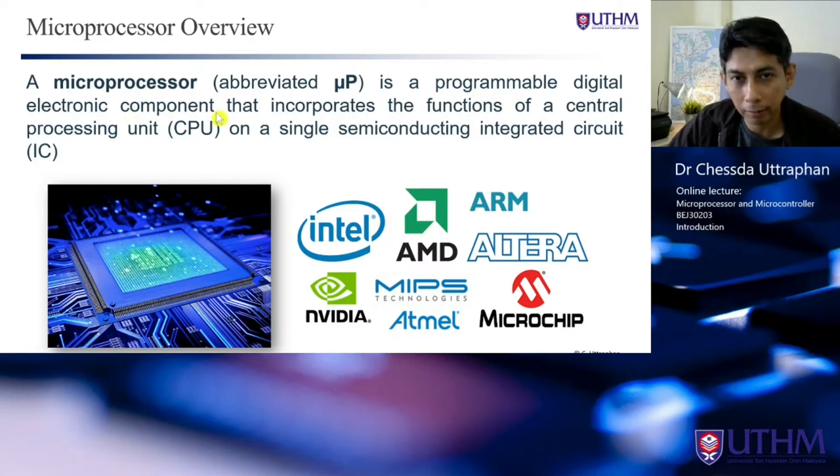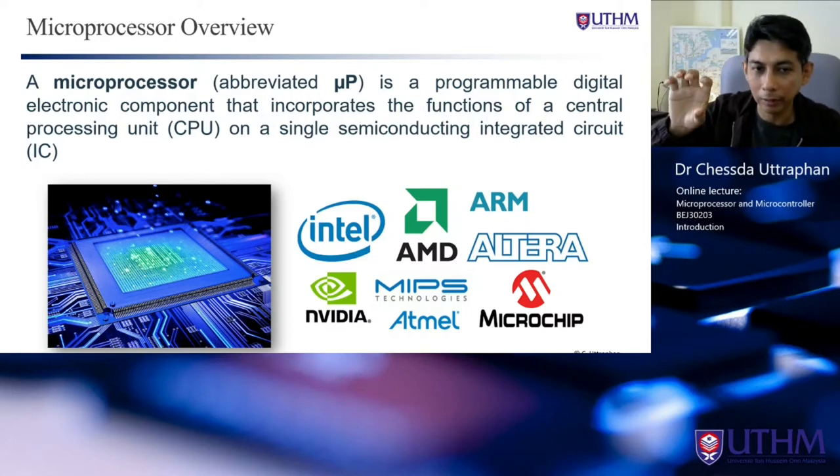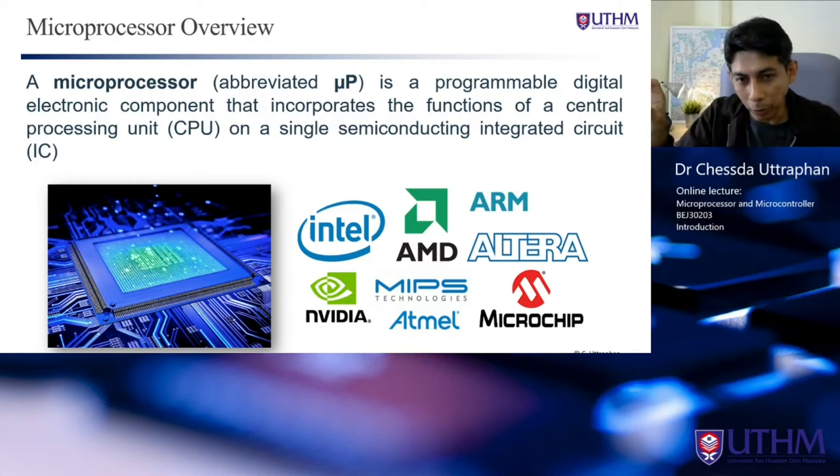Programmable here means that it is an electronic device that we can program. Can program means that we can instruct that electronic device to do many things. That is what is meant by programmable. All right, we can write the job, the task for that device. For example, task number 1 do this, task number 2 do this, task number 3 do this, number 4 and so on. All right, that is a program.